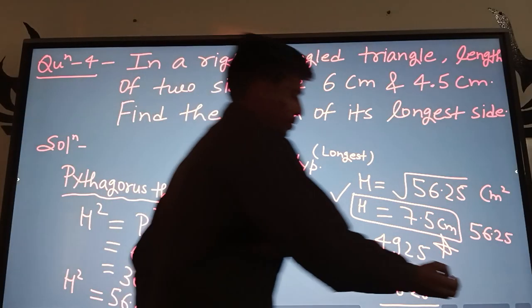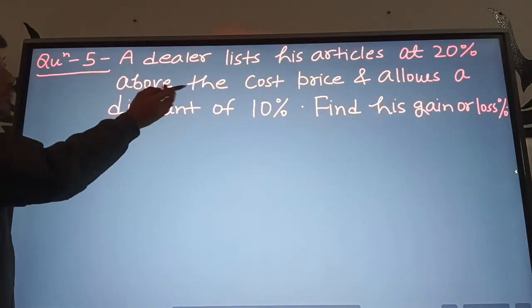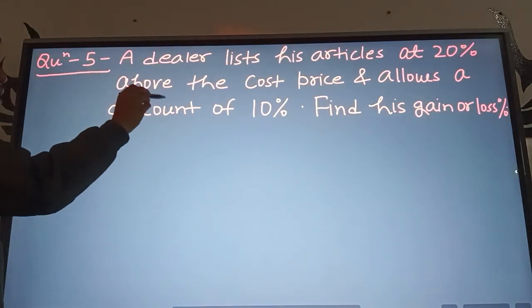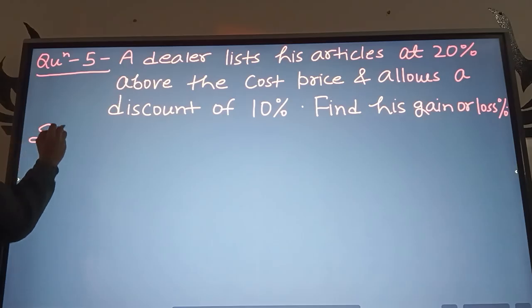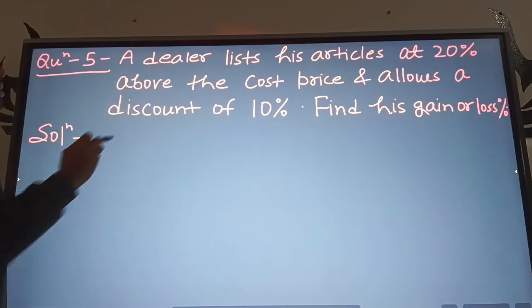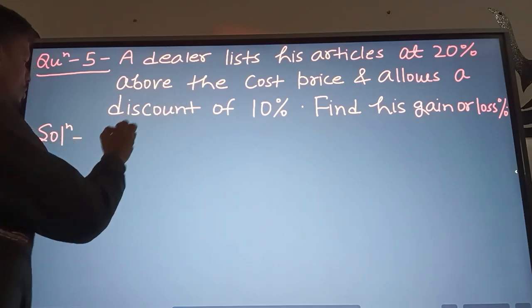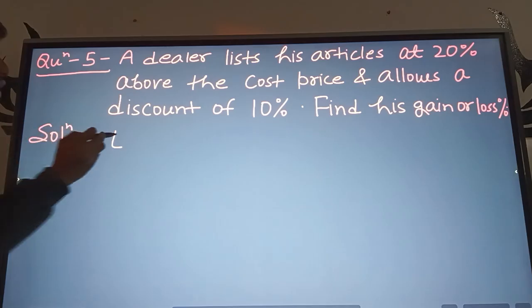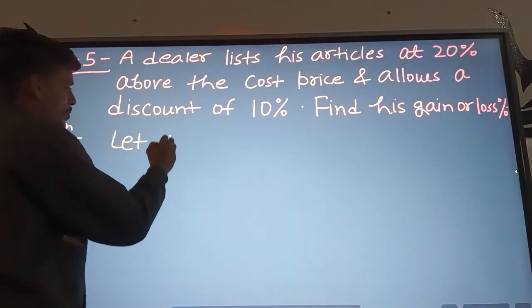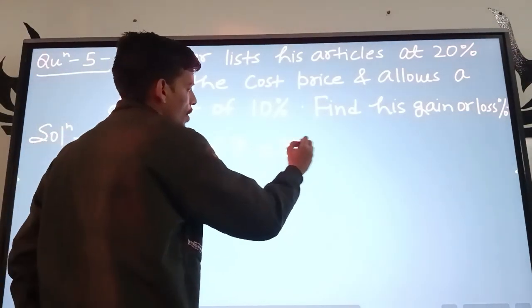Now our fifth question. A dealer lists his articles at 20% above the cost price and allows a discount of 10%. Find his gain or loss percent. A dealer lists his articles at 20% above the cost price. In this type of question, we always let the cost price equal 100 rupees. Let the CP, or cost price, equal rupees 100.